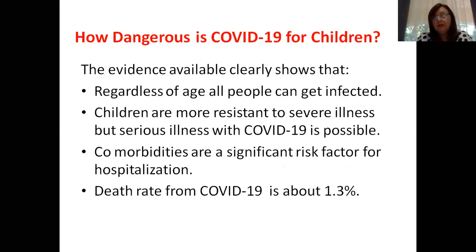So how dangerous is COVID-19 for children? The evidence available clearly shows that regardless of age, all people can get infected. Although children are more resistant to severe illness, serious illness with COVID-19 is possible. Comorbidities are also a significant risk factor for hospitalization, and these include diabetes, chest, heart, and kidney diseases. Death rate, as mentioned before, from COVID-19 in children is about 1.3%.